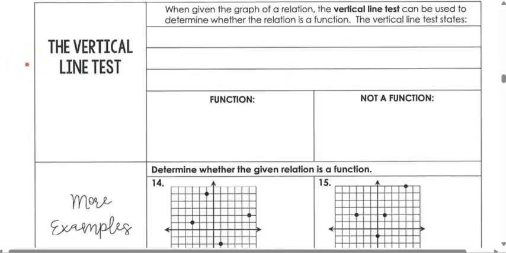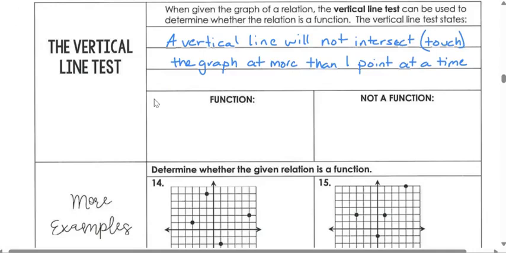All right, the other way that we can represent functions or relations is with graphs. And so when we're looking at a graph to decide whether or not something is a function, we use something called the vertical line test. Okay, the vertical line test says that for something to be a function, a vertical line will not intersect, fancy math word for touch, the graph at more than one point at a time. All right, so what does that mean?